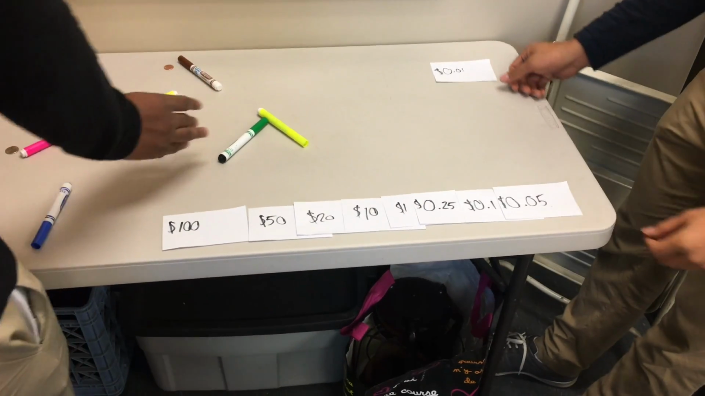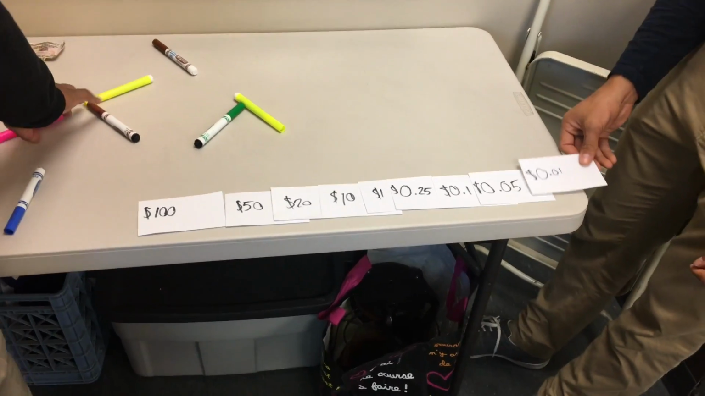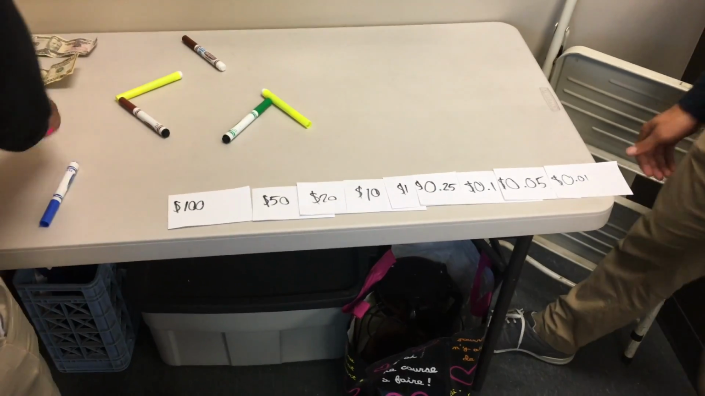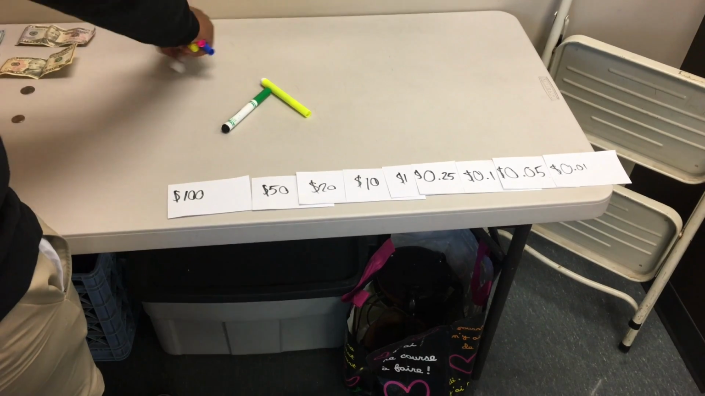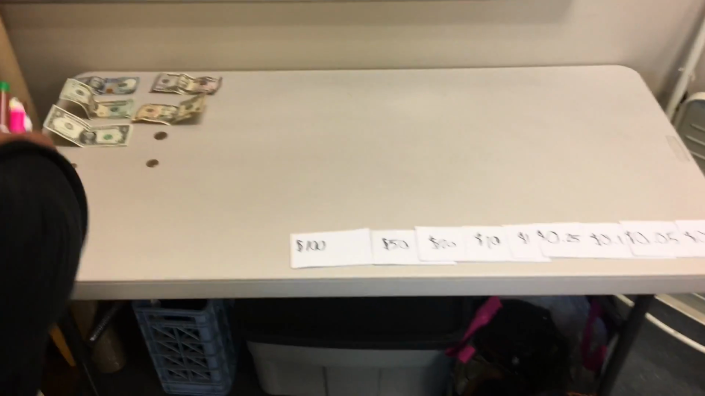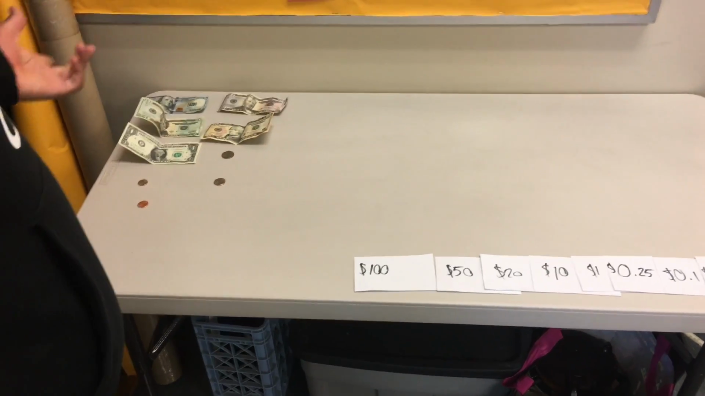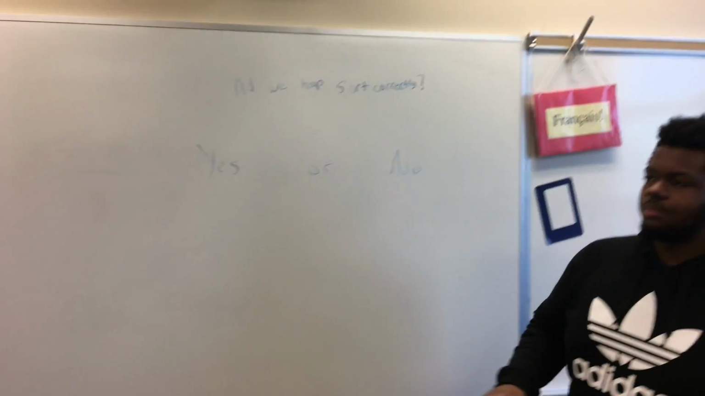Bring the penny back up, there's nothing else left to sort it with, so we know it's in the correct place. Now we have our dollar bills sorted in the correct order, with the $100 bill being first. Watch that video.